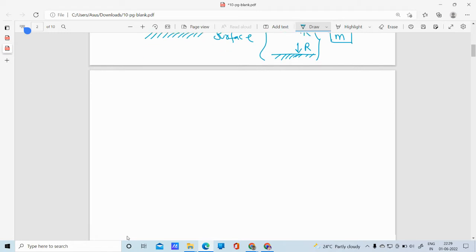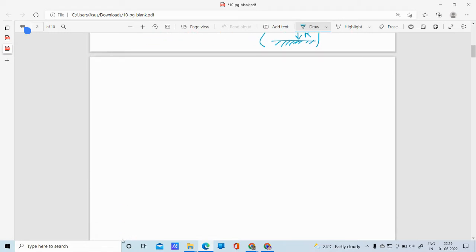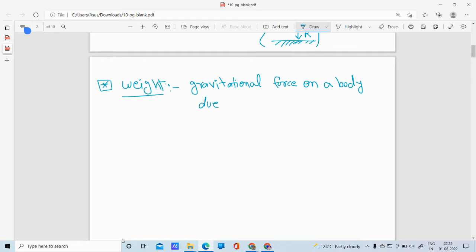So for basic problems, how do we write the equation of motion? First thing is weight. What is weight? Weight is nothing but a gravitational force on a body due to the gravity of Earth.